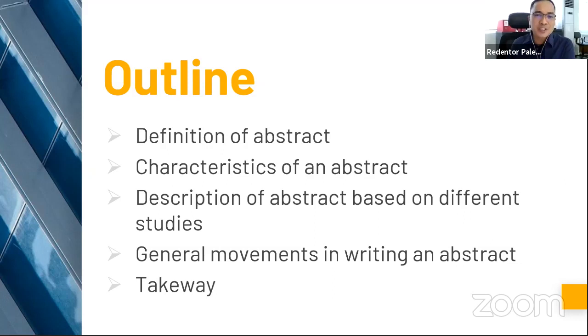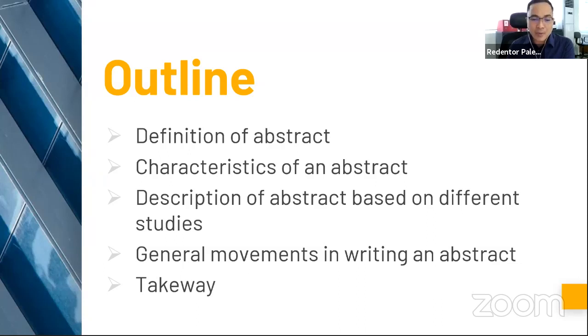Another thing that I'm going to discuss this afternoon is the characteristics of an abstract. The abstract would vary depending on the specific study. An abstract for an empirical study is different from an abstract of methodological research, or of a theory-grounded study, or of a case study. So, the characteristics of an abstract based on the different studies. Another item on my outline is the description of an abstract based on different studies.